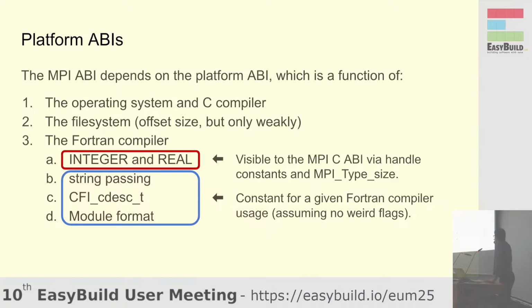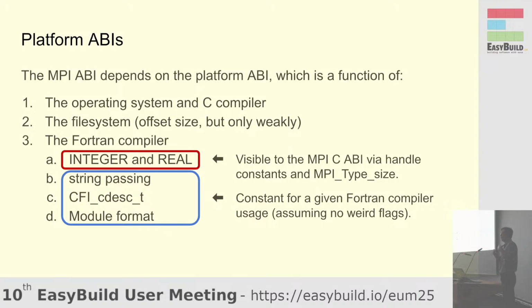But the thing that's terrible about this is, in addition to MPI_Fint, these are visible in the C ABI because of MPI_Type_size. So in PETSc, for example, MPI_Type_size might call MPI_REAL because they're going to do everything in C, but they're going to hand it over to a Fortran user. So C has to know what MPI_REAL is.